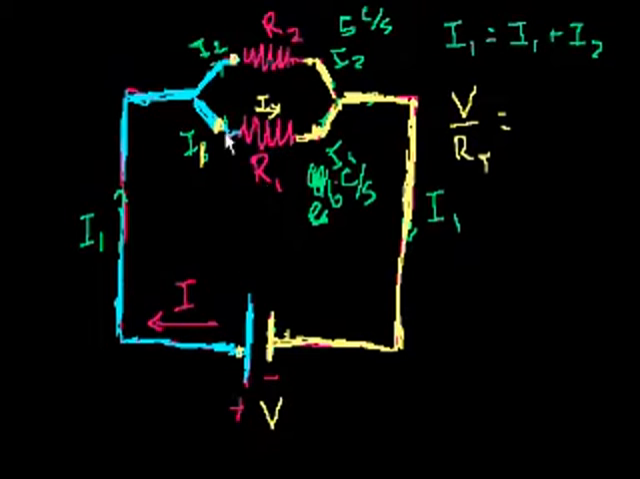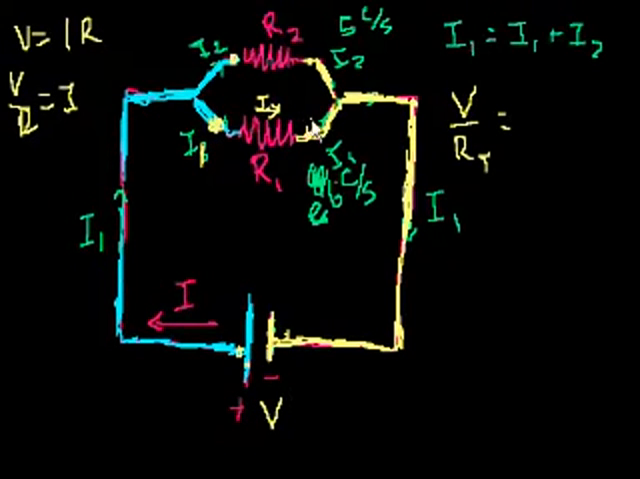Well, what's current I1? It's going to be the voltage across this resistor divided by the resistance, right? That's what Ohm's law tells us. V is equal to IR, or another way we could say it is V over R is equal to I. So I1 is equal to the voltage across this resistor. Well, we just said the voltage here is the same as the voltage here. So the voltage across that resistor is still V, and the current flowing across that resistor is V over R1.